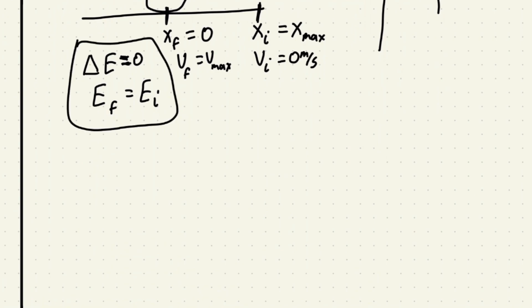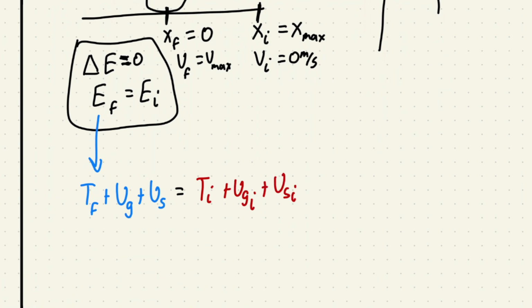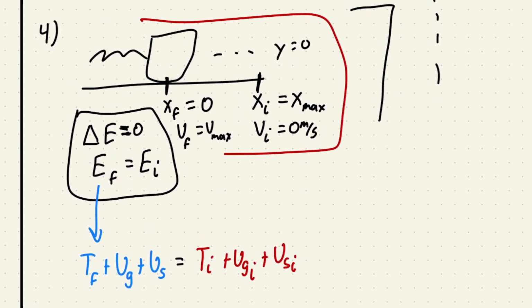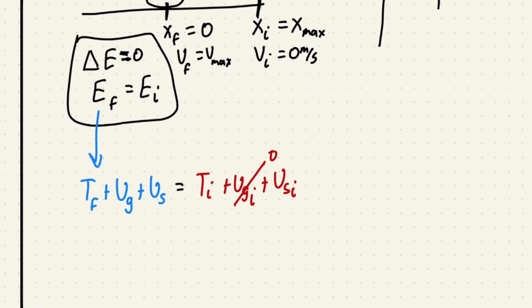Now, let's say that I wanted to do a problem like that. Well, I'd have to plug into my E final. My E final would include a kinetic energy final plus a potential gravity final plus a potential spring final, and that would be equal to my initial stuff, which would be a T initial plus UG initial plus US initial. And we said that y is 0, and we're talking about the spring situation here. So y is 0, which means my gravity initial is going to be 0. Also, my gravity final will be 0 because they are both on that same y level, right?